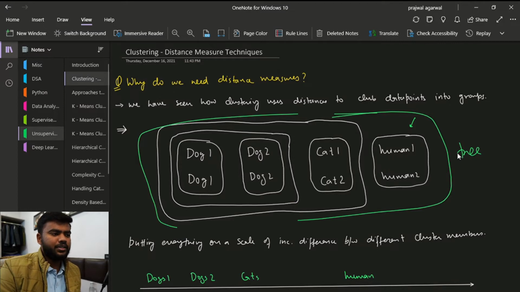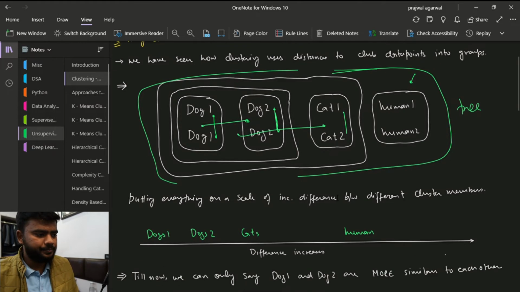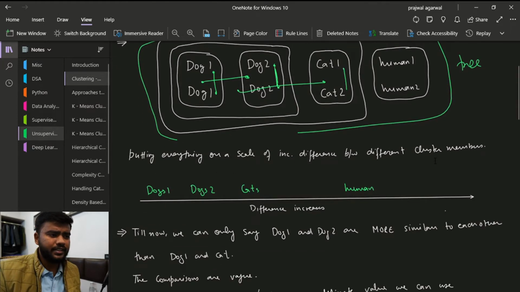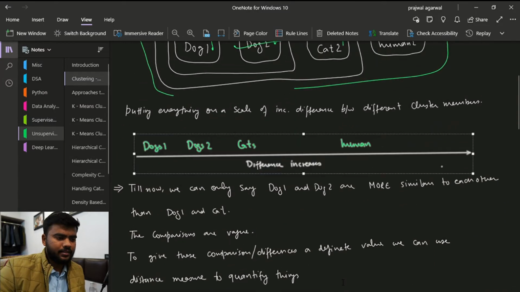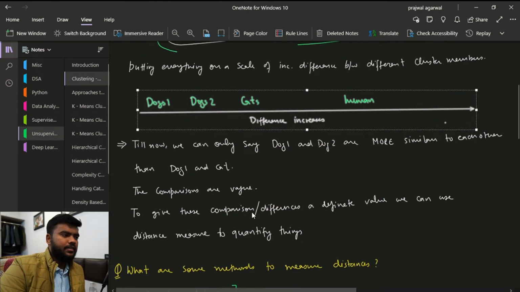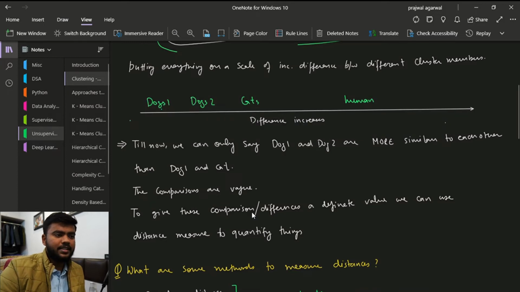Basically what we do is we measure the distance between different points. So for example, these two are closer, these two are closer, then these two are closer, then this is closer. So basically that is how we proceed, putting everything on the scale of increasing difference between different cluster members. So this is the scale where the difference increases. We have dogs, then we introduce cats, then we introduce humans, and so on. By using this scale we can just say that dog 1 and dog 2 are more similar to each other than dog 1 and cat. So the points which are lying closer are basically closer to each other.